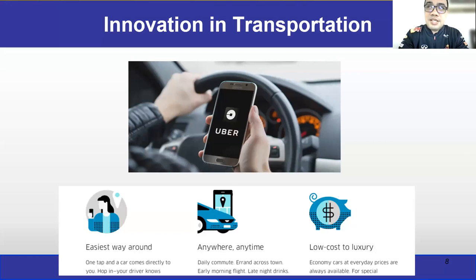I remember when I was going often to Manila, I always heard that there are around 50,000 Grab cars, no? Every day, serving the people. It sounds like a lot, but then you know, Manila is big, no? That's why they needed it.